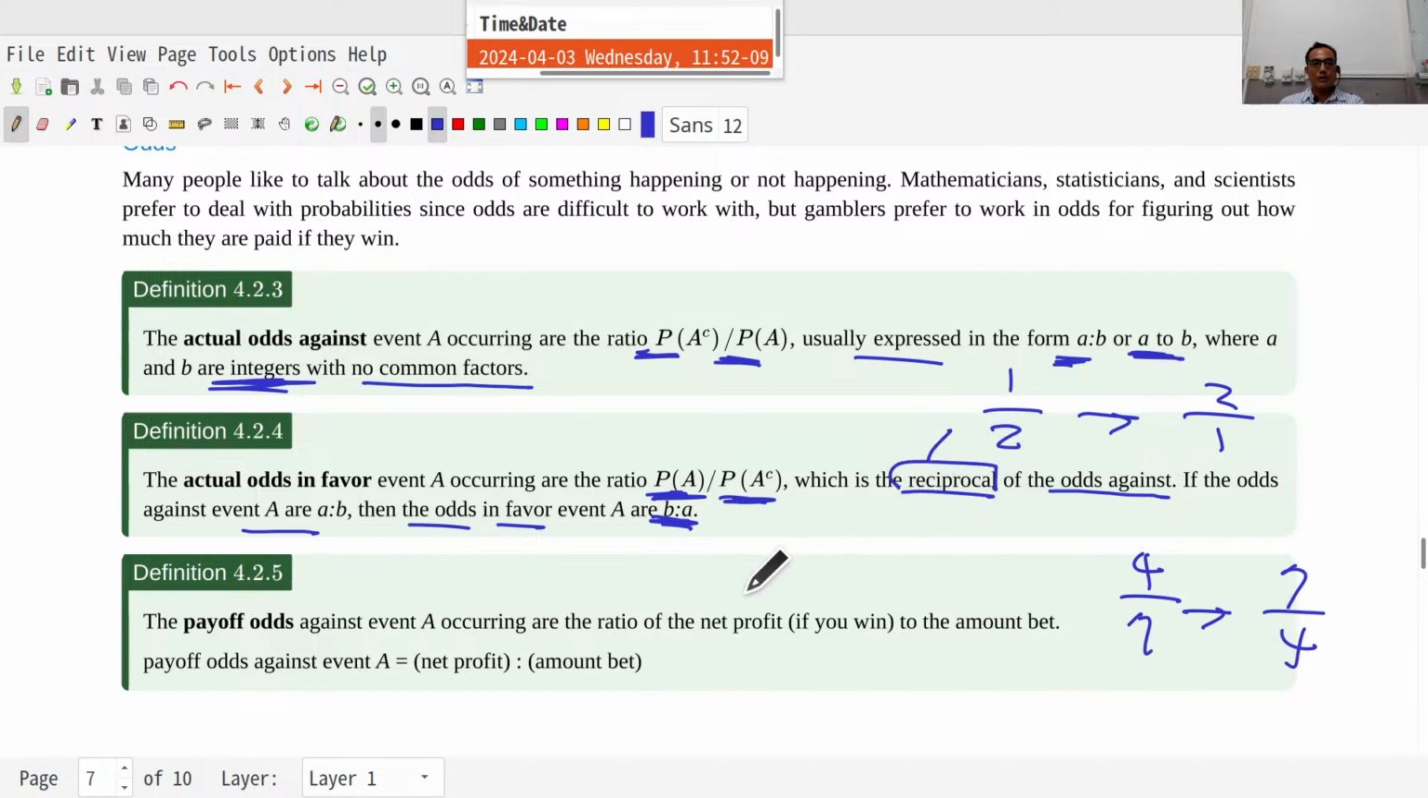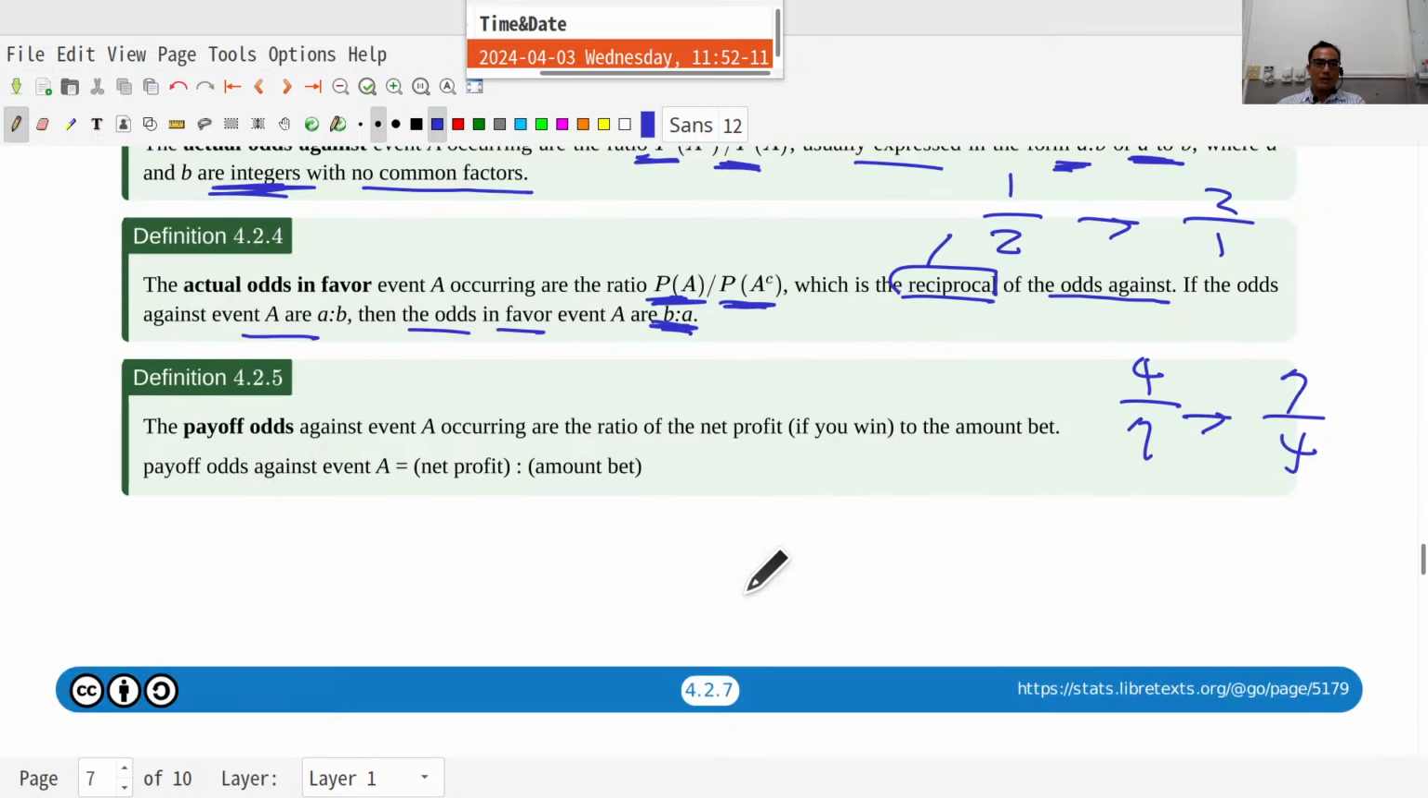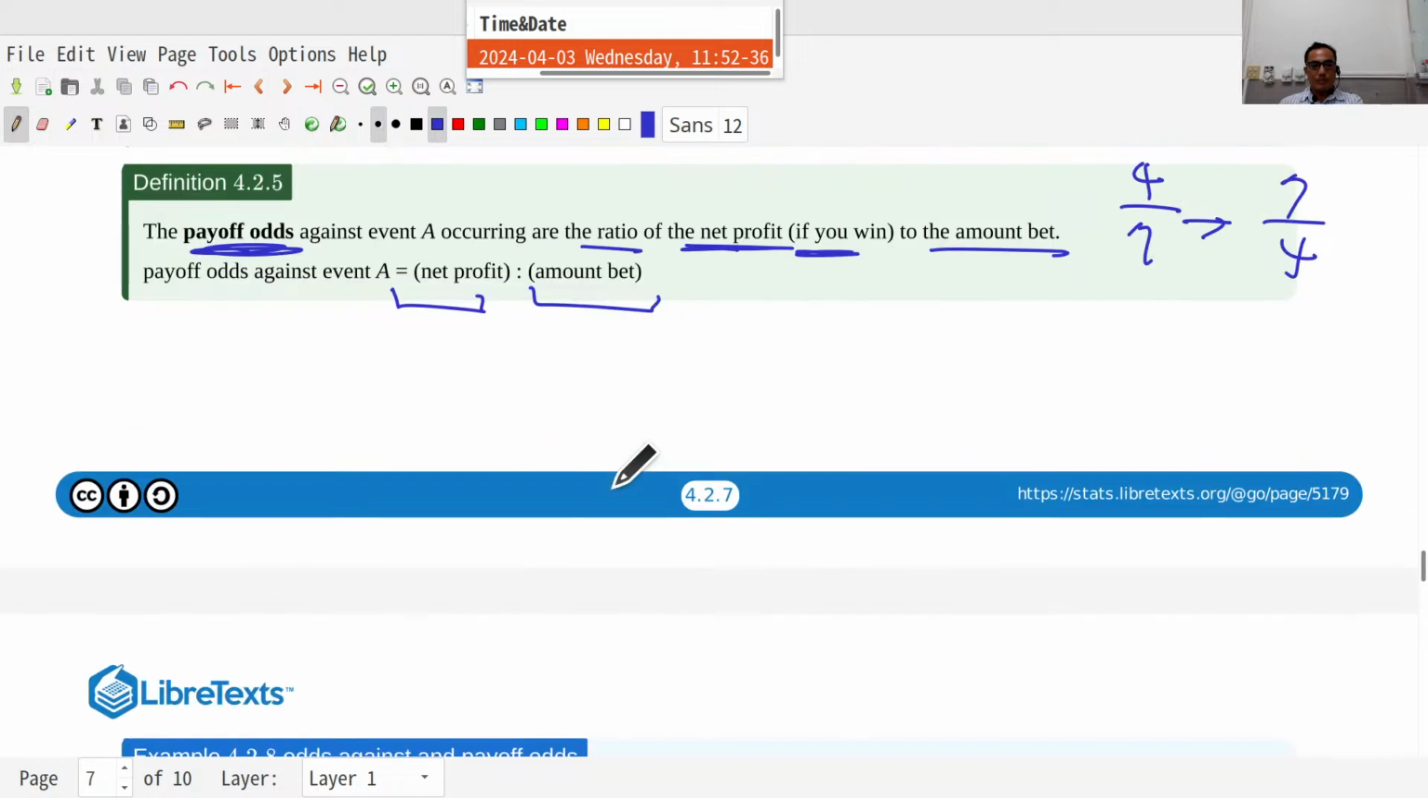Okay, the definition of payoff odds. The payoff odds against the event occurring are the ratio of net profit if you win to the amount bet. That is net profit to amount bet. And let's move on.